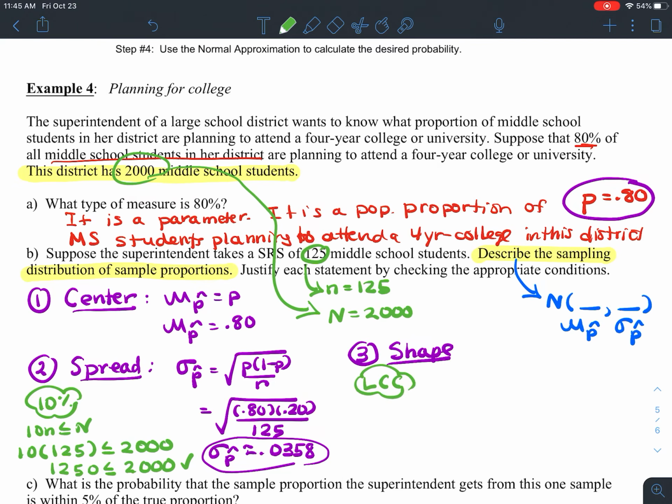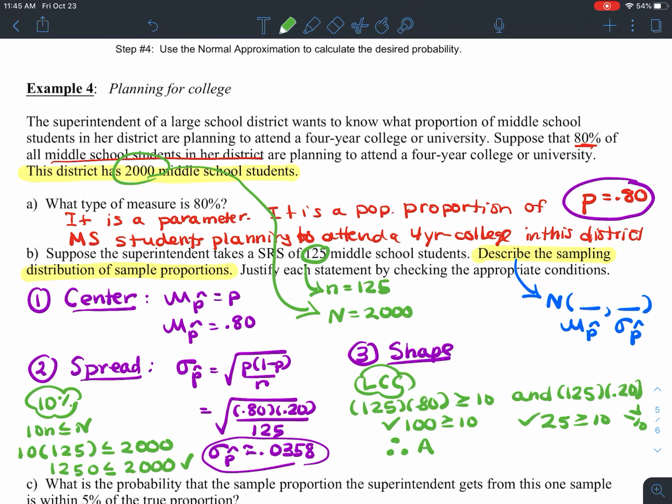Okay, all right, and so then our last part here would be the shape. If we're going to do the shape, we need to show that the large counts condition has been met. So I'm going to do N times P, have to show that that is greater than or equal to 10. That comes out to 100, so that feels good there. Okay, let's try this next one here. 125 times 0.20 needs to be greater than or equal to 10. That's 25, so we met that as well. Okay, so then I can conclude, therefore, approximately normal.